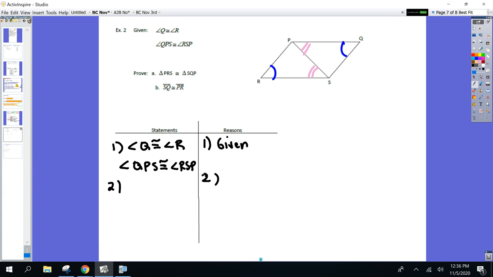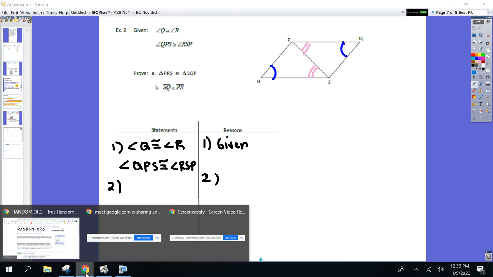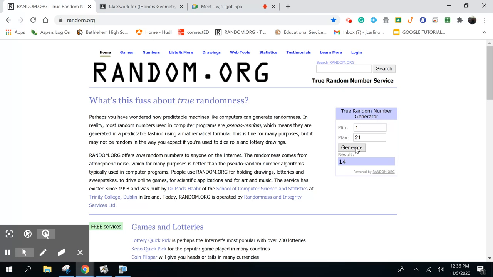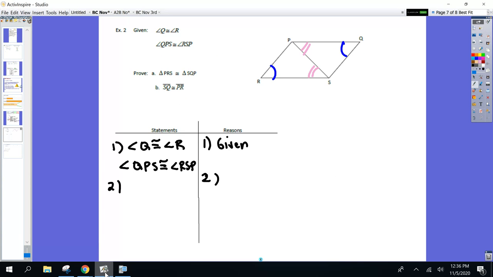All right, part A, prove the triangles congruent. We're almost there, guys, right? I gave you 2 pairs of angles. Anybody see anything else that's congruent in their diagram, even if you're still jotting it down? Here we go. Ellie, do you see anything else congruent in the diagram?